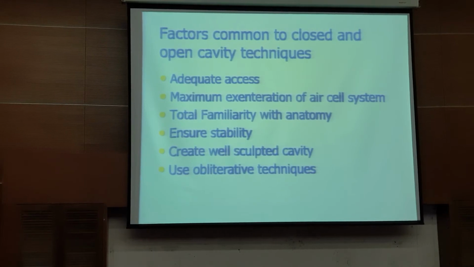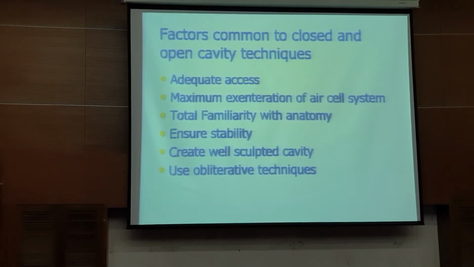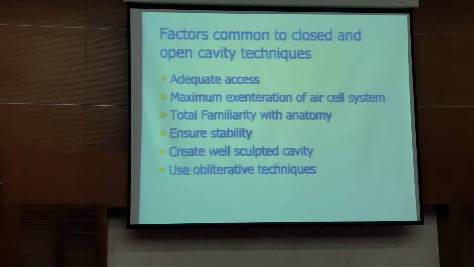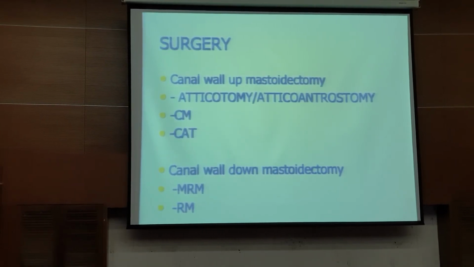So you need to ensure stability. If the patient has a well pneumatized mastoid, and in a pediatric patient with no history suggestive of complication, it's better for you to do a canal wall up procedure, because a huge mastoid cavity can end up with a persistent discharging ear. So create a well sculpted cavity, that means you need to bevel the edge of the mastoid cavity, and decide whether you want to use the obliterative technique or not. So straightforward, canal wall up, canal wall down.